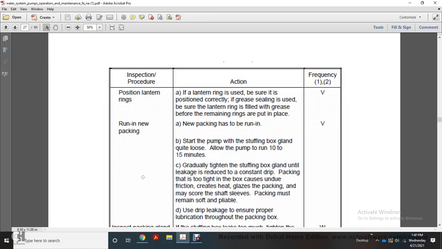Running in new packing. With new packing, start the pump with the stuffing box gland quite loose. Allow the pump to run 10 to 15 minutes. Gradually tighten the stuffing box gland until the leakage is reduced to a constant drip.